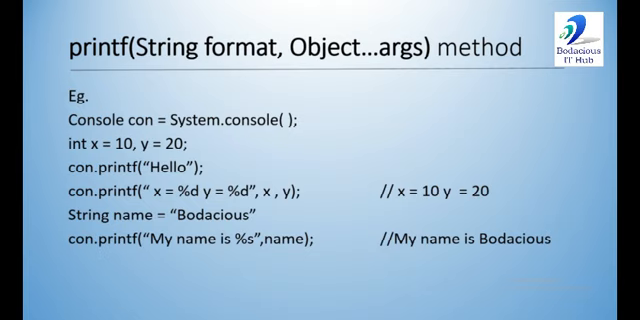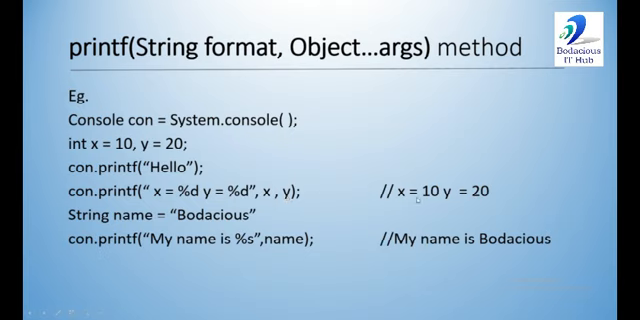The Console class also contains a method called printf. You can use the printf method as you have been using it in C and C++. The first argument of the printf method is a format string. Like in this example, it will display the string x equals %d, y equals %d. So %d is a placeholder. At the place of the first %d, it will insert the value of x. At the place of the second %d, it will insert the value of y.